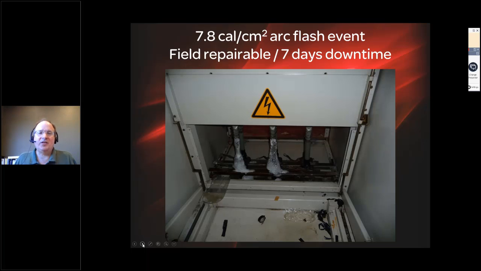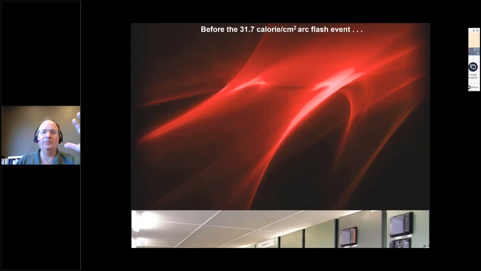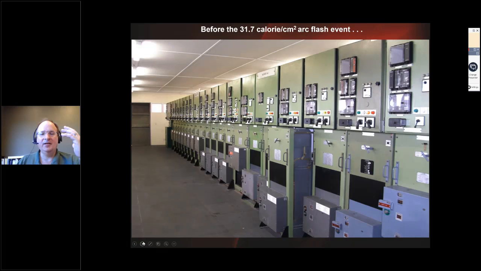This is an example of damage in an arc flash incident that was calculated to be 7.8 calories per centimeter squared at the IEEE 1584 working distance. This equipment was field repairable, but it was extensive field repair. It required approximately 7 days of downtime. The reason I'm showing you this is I'm trying to give you some comparative equipment damage models.